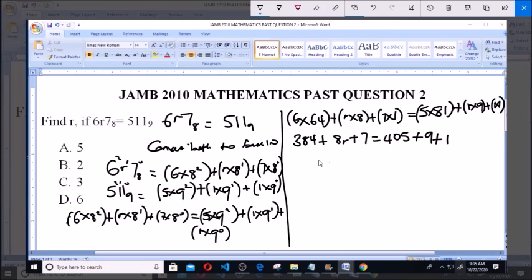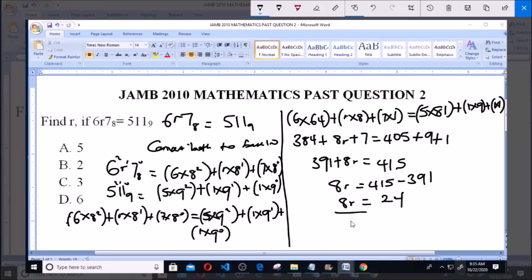So from this we'll have that 384 plus 7, collecting like terms, will give us 391. So we have 391 plus 8R is equal to 405 plus 9 plus 1, which gives us 415. Now collecting like terms, 8R is equal to 415 minus 391, meaning that 8R is equal to 24. Now we divide both sides by the coefficient of R, which is 8. 24 divided by 8 is equal to 3. So that means the value of R is equal to 3.